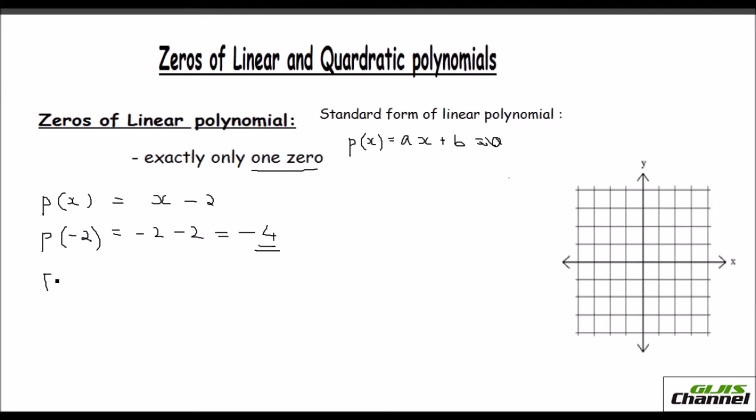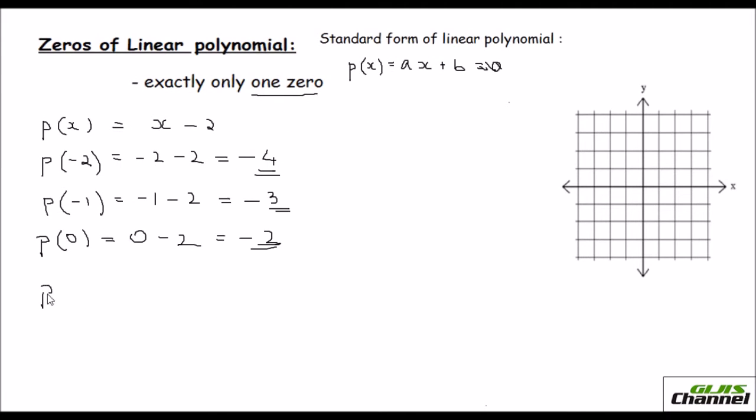So when you take minus 1, in the place of x, I replace it with minus 1. Minus 1 minus 2 is equal to minus 3. Now let's put the value 0 for x. So when it is 0, it is 0 minus 2, and you have the value minus 2 here. Now the next one we take is p of 1, a positive 1. So that would be 1 minus 2, so that's a negative 1 again.